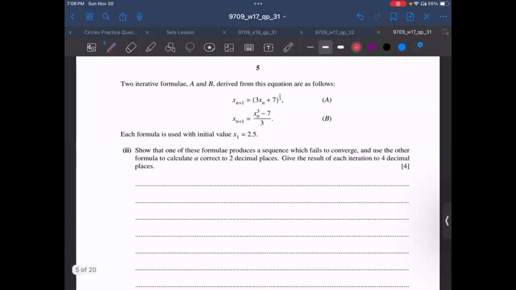To show this, we know that the first value of x is 2.5, so we will have the cube root of 3 into 2.5 plus 7. And in the other formula, we'll again substitute 2.5 cube minus 7, divided by 4. Now, when we substitute this in the calculator, 3 multiplied by 2.5, plus 7, and then we'll cube root the answer. So we get 2.438.